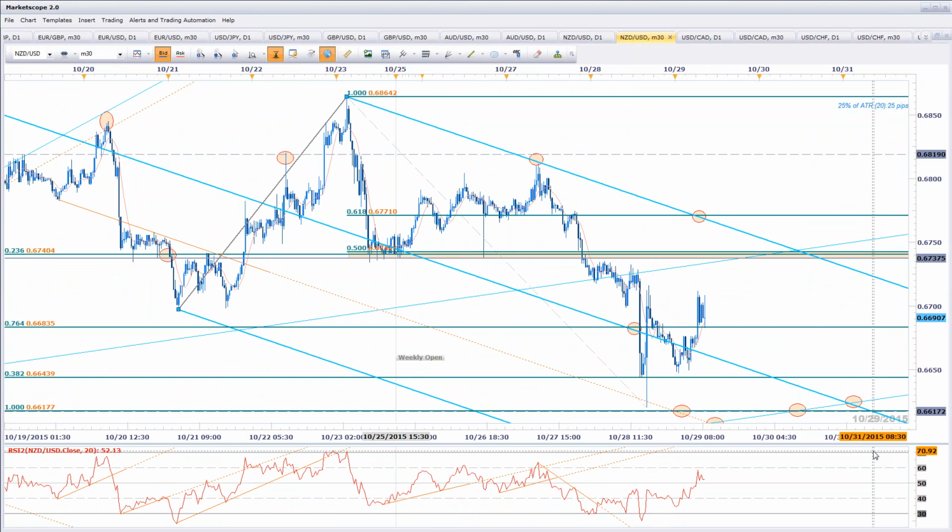So, any questions on the Kiwi? The ATR, average true range, is starting to widen out a little bit. So, looking good here. Looking for a rally to sell into U.S. trade.